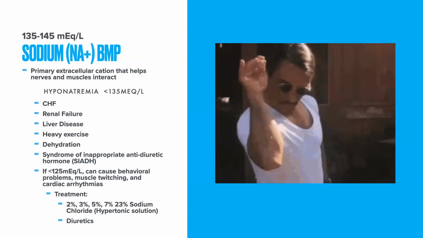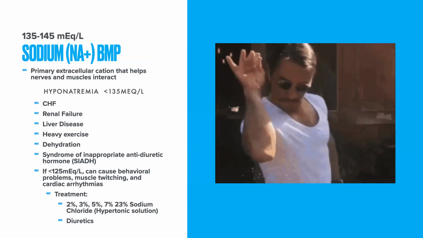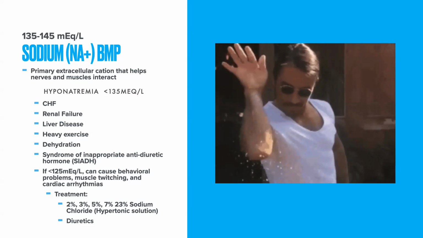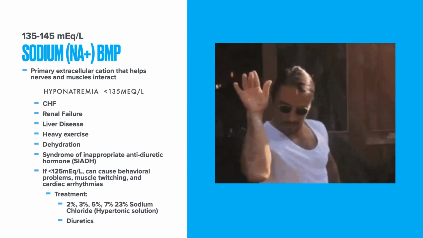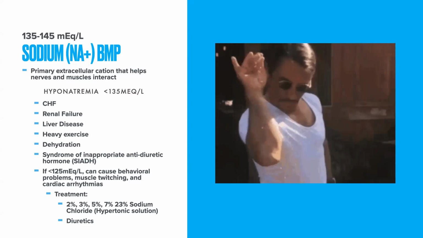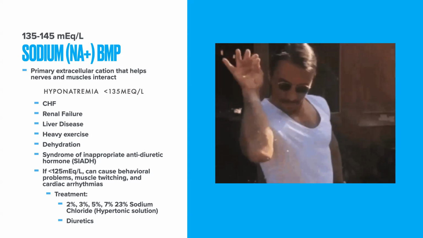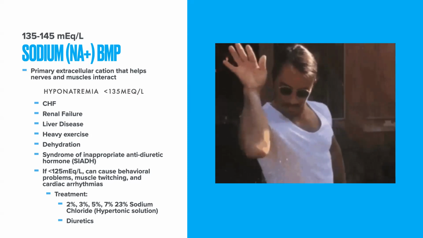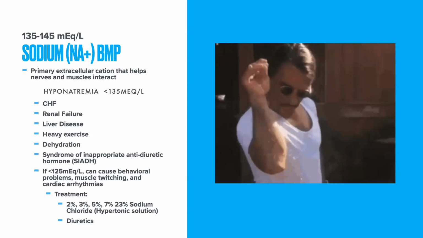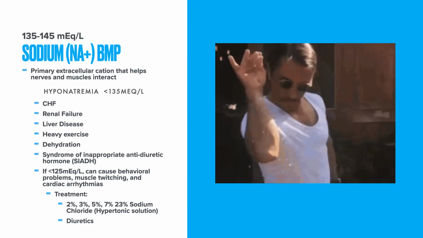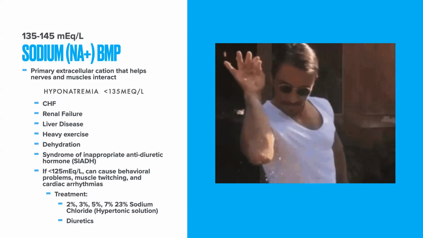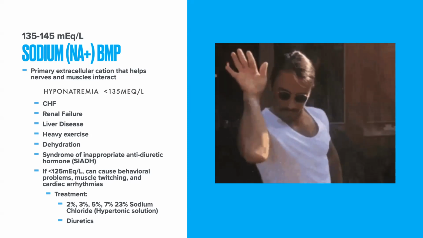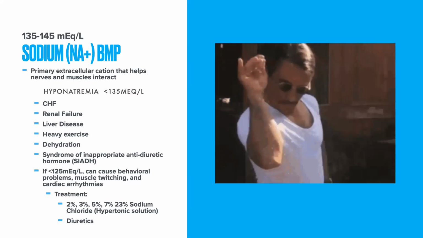Say the sentence again. It's a primary extracellular cation that helps nerves and muscles interact. So it's a negatively charged ion that stays in your, like synaptic, no, in the cellular interstitial space. Positive ion. It stays in the cellular interstitial space. Consistent with body function. Do you have a better answer?